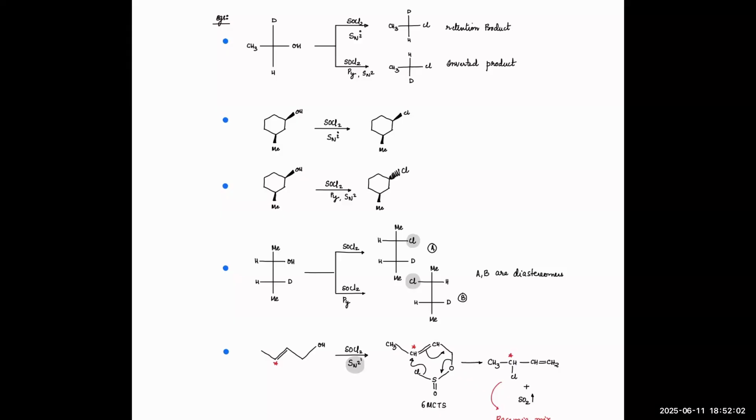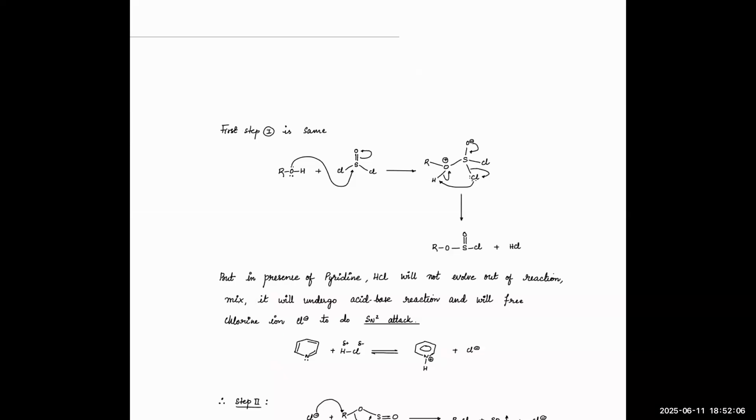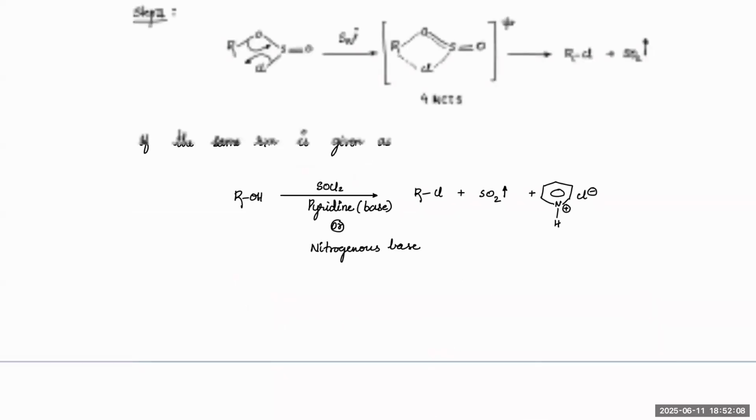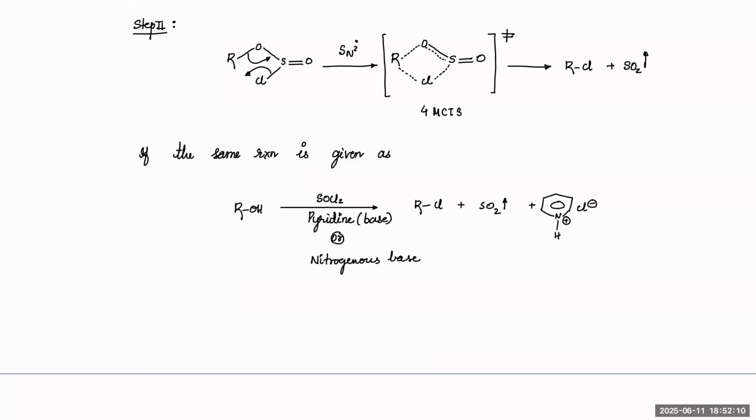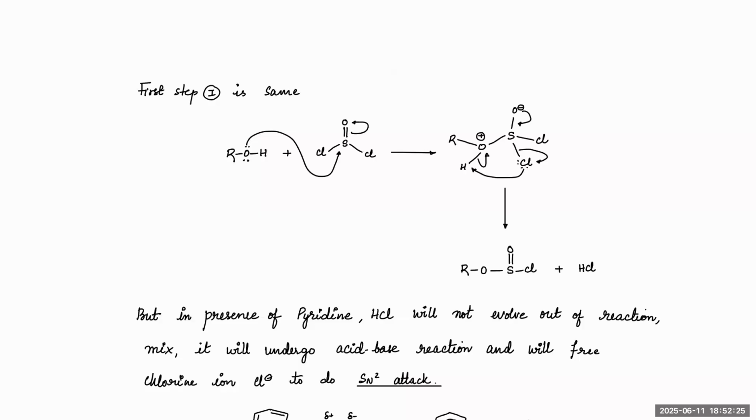See, for this, I need to mention one thing here. If you have noticed, alcohol with SOCl2 is supposed to give alkyl halide and SO2. But the minute you use pyridine, you will not get HCl. You will get pyridinium chloride. You will end up with a salt. Now, what is the role of it? You know that alcohol O will attack here, then Cl will go. This is the intermediate which we get, correct?